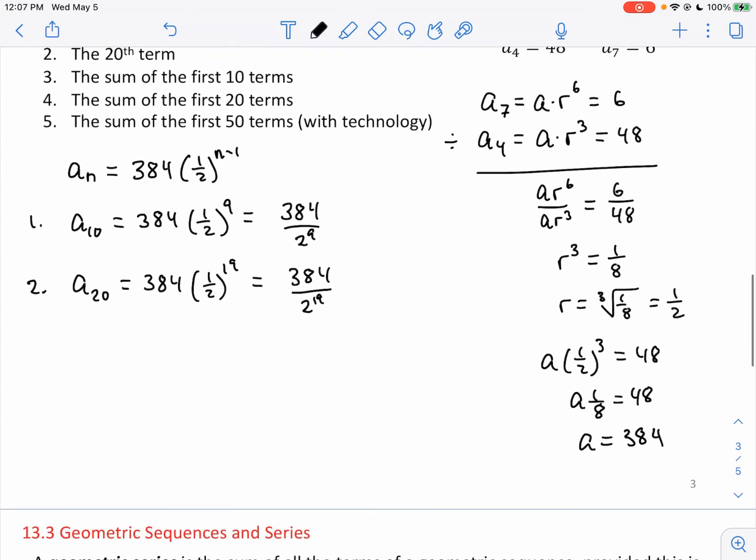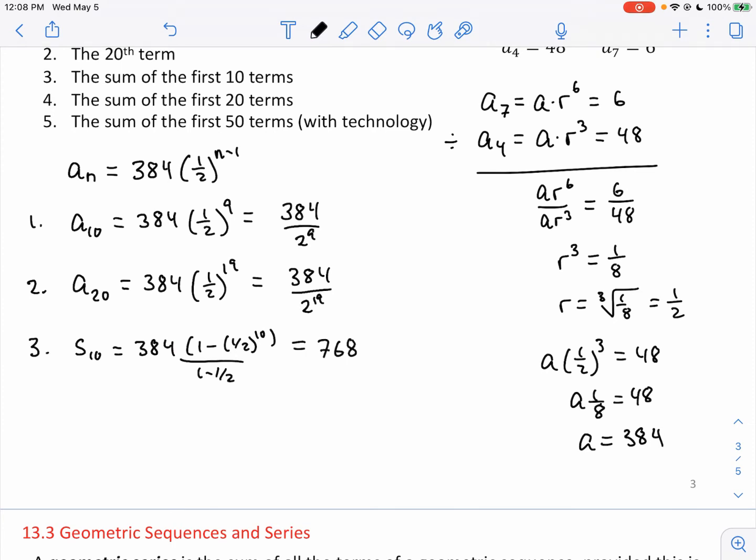Now we want to do the sum of the first 10 terms. So the sum of the first 10 terms is going to be equal to the first term, which is 384, times, and since the ratio is 1/2, I'm going to go with the version of the formula where r comes second in the subtraction. So we're going to have times 1 minus the ratio to the 10th power divided by 1 minus the ratio. And 1 minus the ratio is 1/2. And so if I do 384 divided by 1/2, that just winds up doubling 384. So I won't take this much further, but it looks like this. Doubling 384 gives me 768.